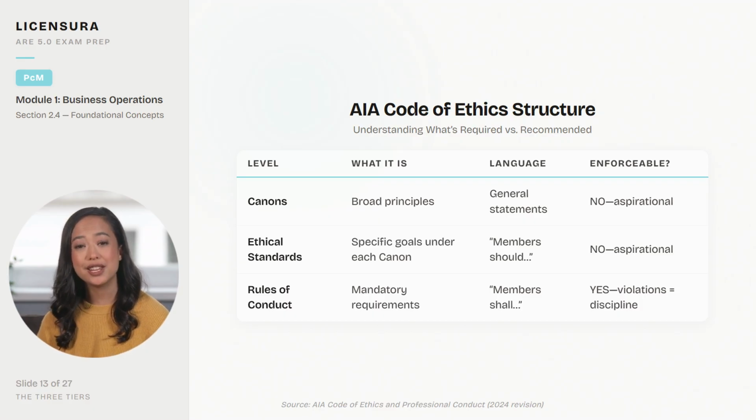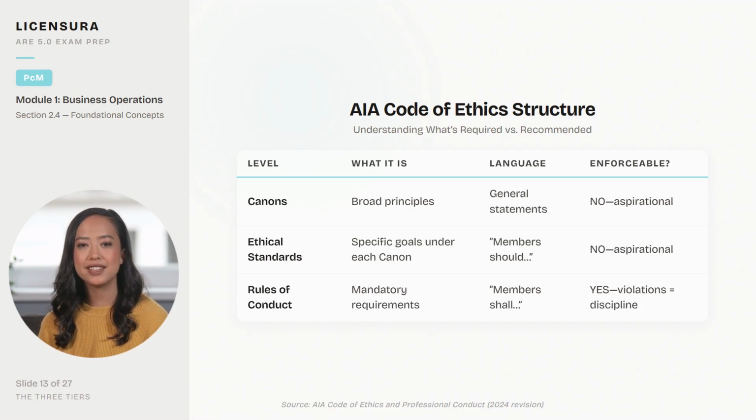At the bottom, and this is where it gets real, you've got rules of conduct. These are mandatory requirements. They use the word shall. Violate a rule of conduct and you face actual discipline. Your AIA membership can be suspended or revoked. These are the teeth of the code.